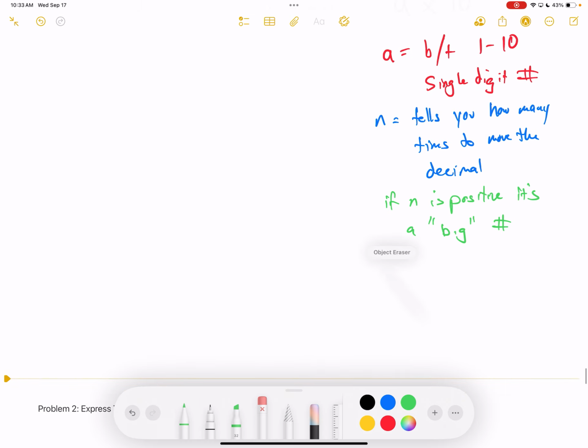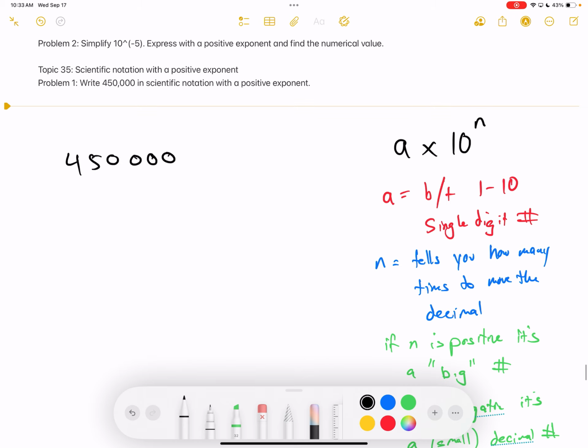So this 450,000, first of all, where's my decimal to start? After it, right? The decimal's at the very end. We don't write it, but it's right there, right? I'm going to move this decimal until I get to a single-digit number, a number between 1 and 10. So I move it 1 to the left, 2, 3, 4. If I stop right here, I'd have 45, right? I don't want 45. Move it one more. I moved it 5 spots to get 4.5, okay?